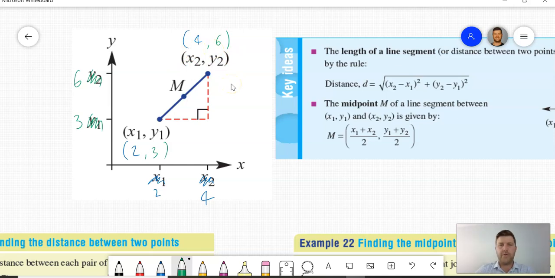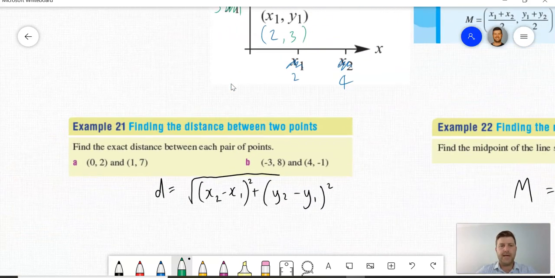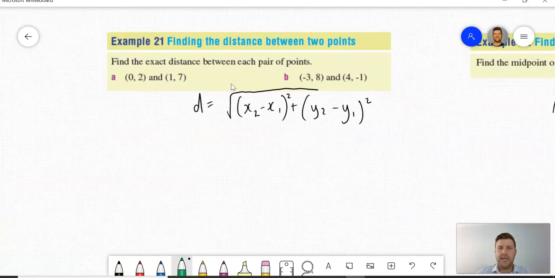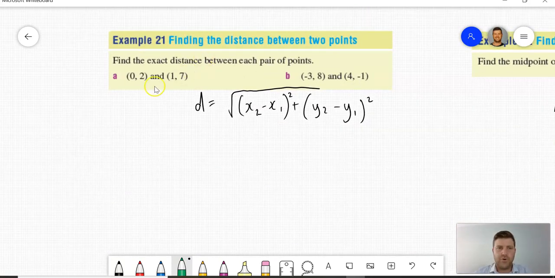I'll get to an example now. When you look at a question, you won't actually see a set of axes drawn with a line between those 2 points. It just says, find the distance between these 2 points. So I've got a set of coordinates and another set of coordinates, and I have to determine the distance of the line segment that would start here and finish here.